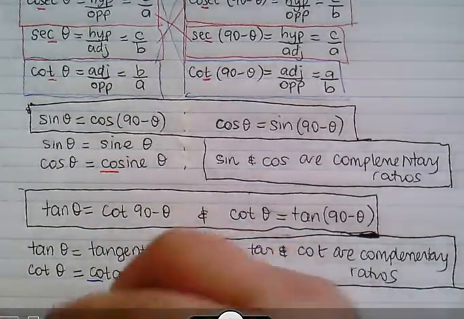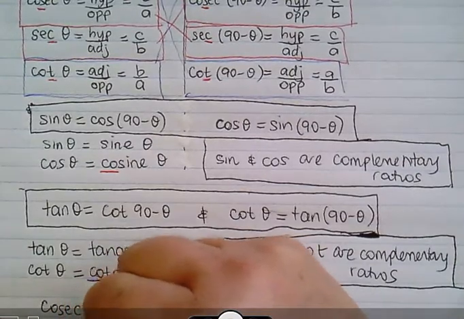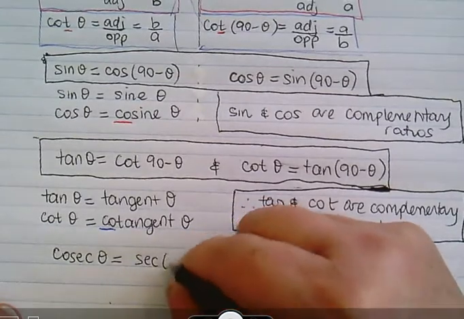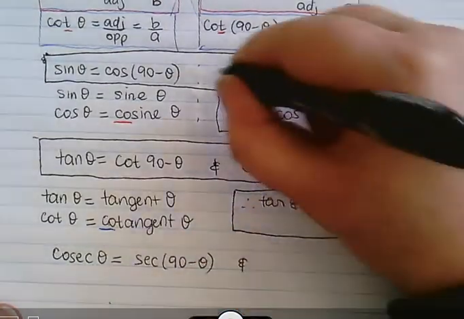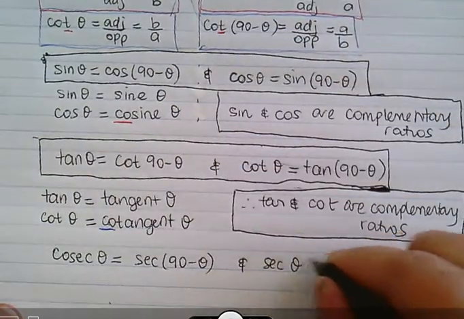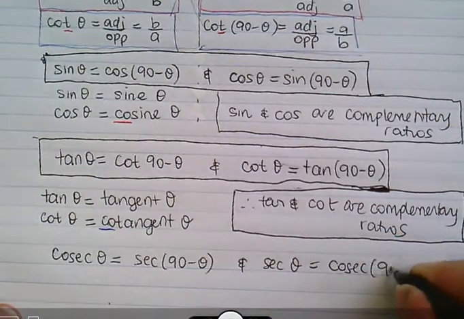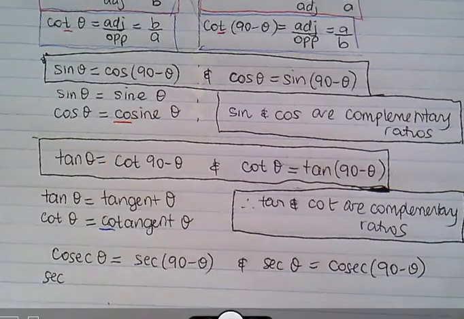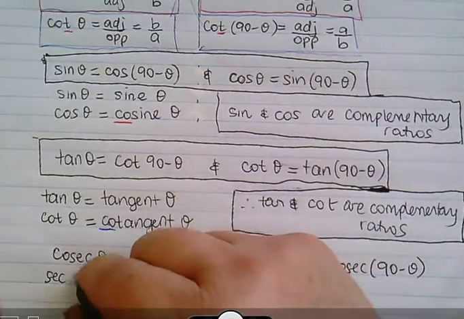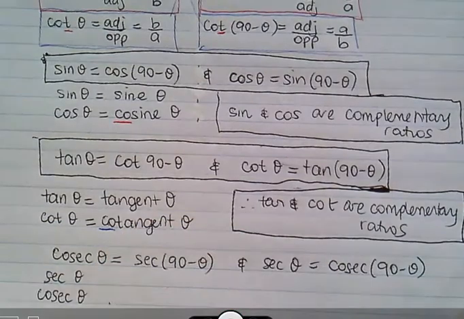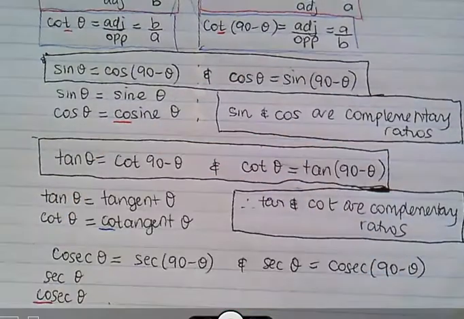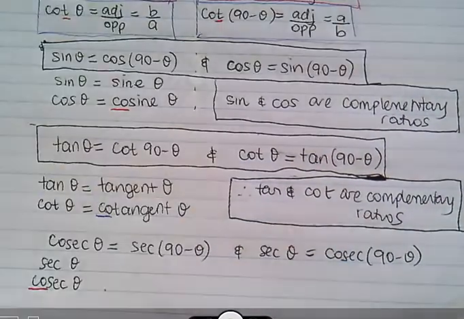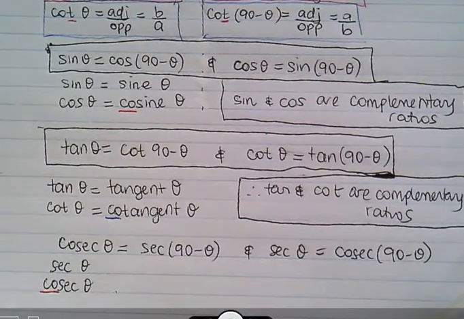So I've got that cosec theta equals sec of 90 minus theta, and sec theta equals the cosec of 90 minus theta. I don't have to write out the full word for sec, but it does mean secant. Sec theta, cosec theta, you can see that one already. The difference between them is co, so they're complementary, sec and cosec. Sine and cos, you learnt in year 10, I think. So the last one's cot and tan, all right?